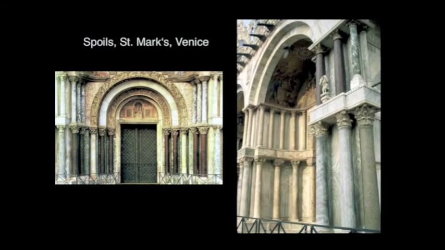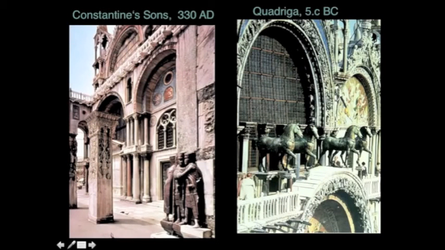But at a certain point, the Venetians got so greedy, they basically raided Istanbul. They had raided Constantinople, and they took these horses out of one of the fora in Constantinople, this quadriga, these 4 bronze horses, and they're now on display right on top of the portico to the St. Mark's Church. And we have all kinds of things, like, look, here are Constantine's sons. The Venetians got those too.